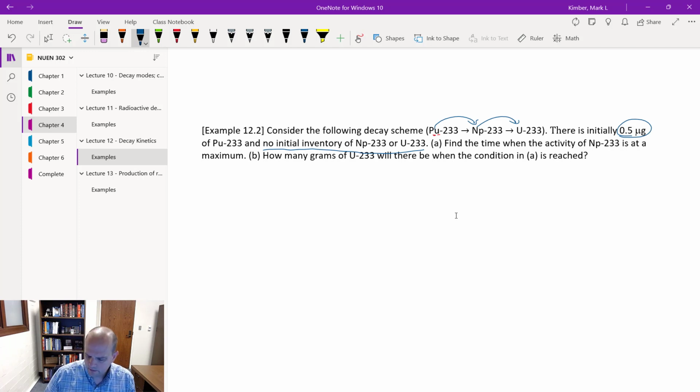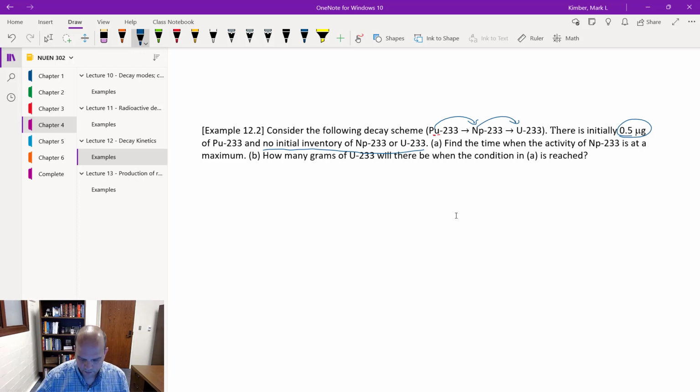So we want to find the time when the activity of isotope number 2 is at a maximum. We saw on the previous plots that the activity for isotope number 2 starts at 0, builds up, and then decays down. So we want to find out what that maximum point is. Then, when we find that time, we want to substitute it into the inventory expression for U-233 to see what the population, the inventory, looks like there. Once we find the number of atoms, then we can find the mass.